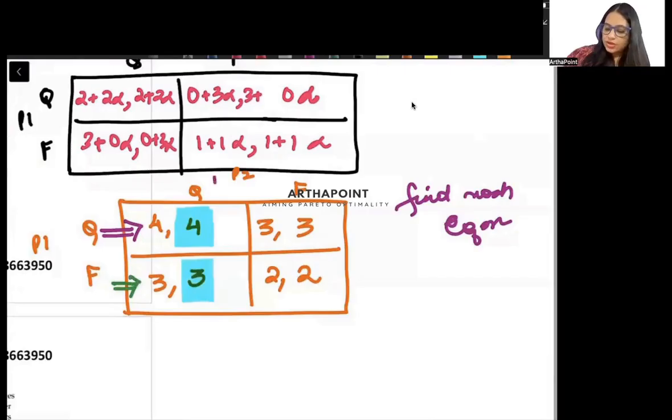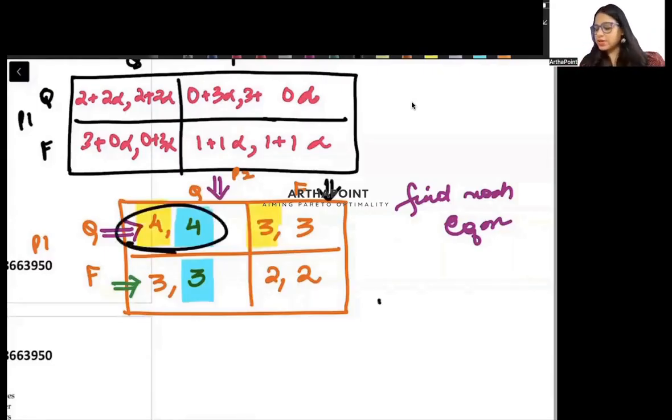Hold this at quiet and find what is best for the first player. Between 4 and 3, 4 is better for the first player. Hold this at Fink and find what is best for the first player. Between 3 and 2, 3 is better for the first player. So what is coming out to be your Nash equilibrium? Nash equilibrium is coming as quiet, quiet.